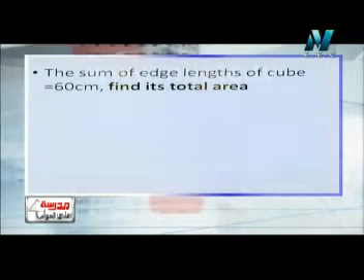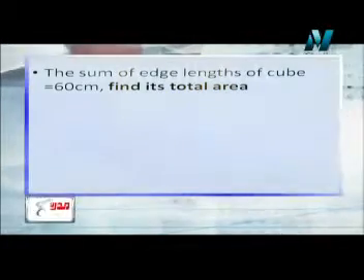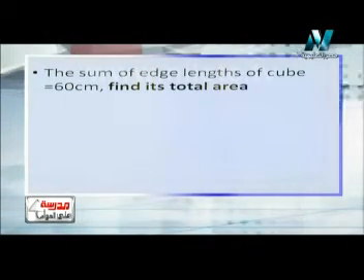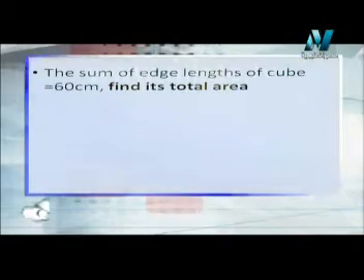The sum of edge lengths of a cube equals 60 centimeters. Find its total area. We have how many edges of a cube? The number of edges of a cube is 12, and we have the sum of edges. To find the length of each edge, we will divide the sum over 12 to find the length of each side.